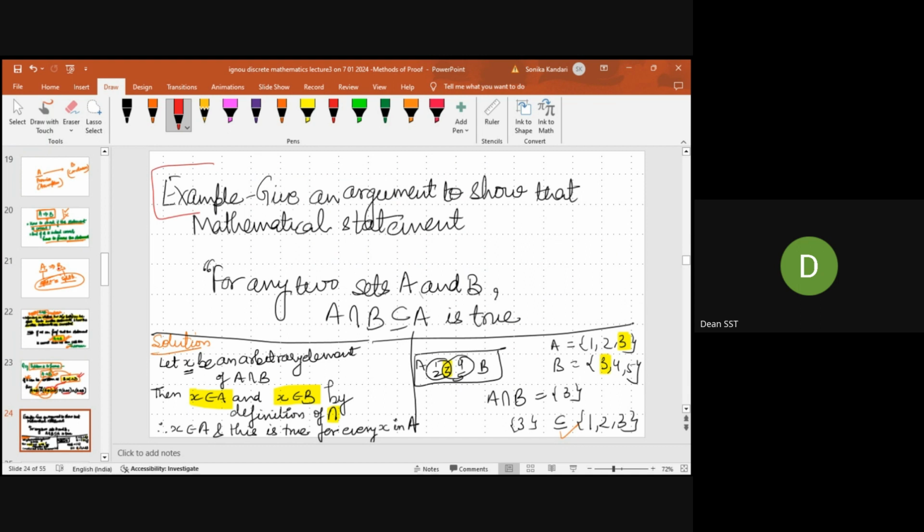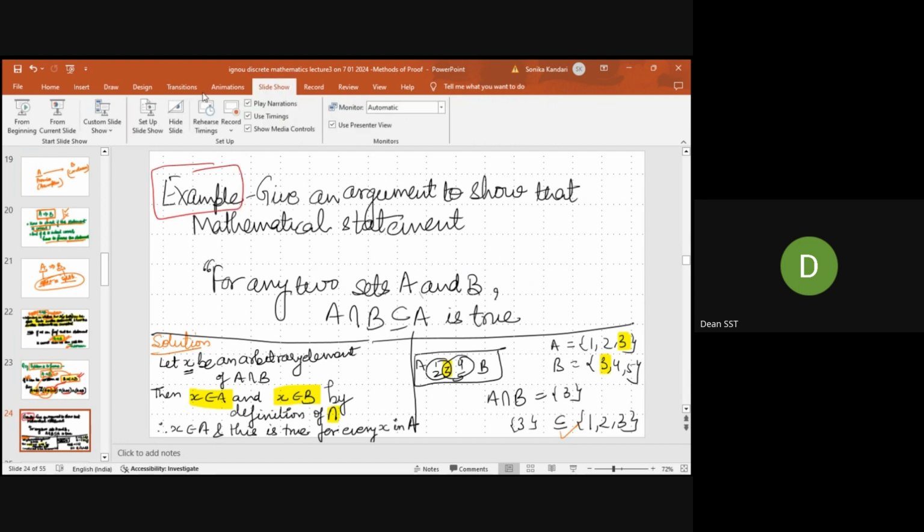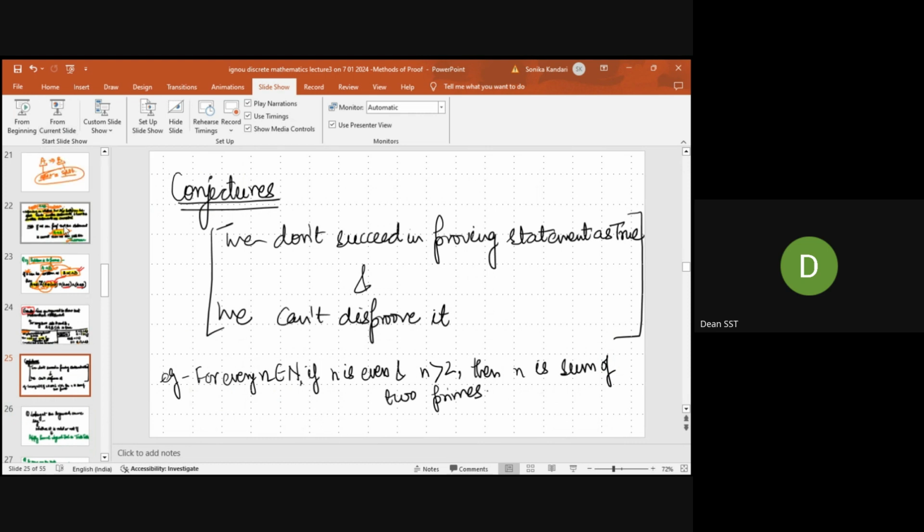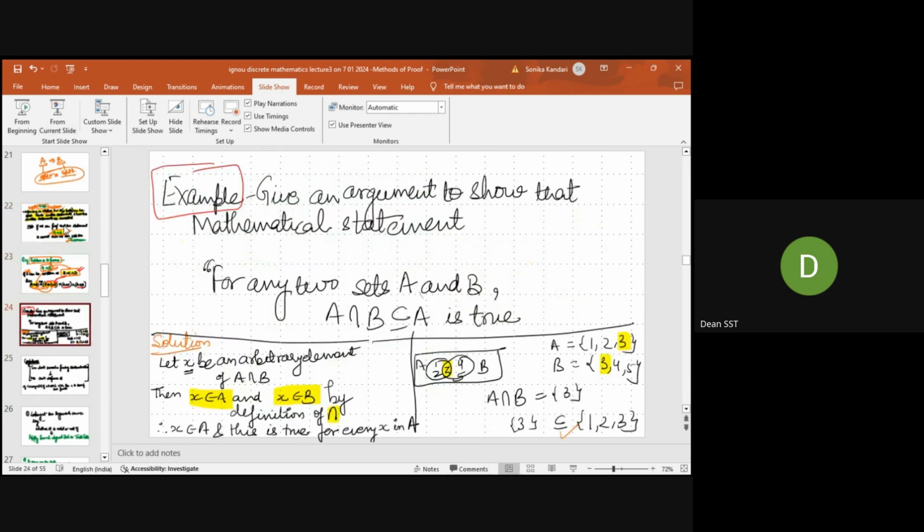Now see one example. Is this slide visible to all of you? Yes, ma'am. Now is the slide visible? Okay, now I'm navigating. Is this visible? No. I'm changing the slide. Are you able to view? Now, are you able to view? Yes, ma'am. Good.